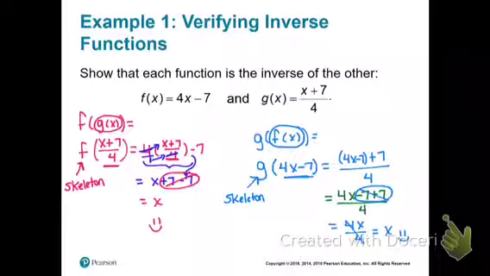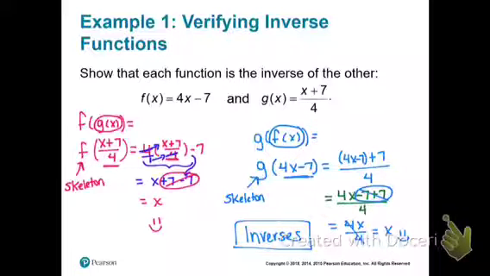And that's what we wanted. So we have shown that these are inverses. You don't get just the same answer. You get x for both answers. Okay? Because a function and its inverse will undo each other so that x is all that we have left.